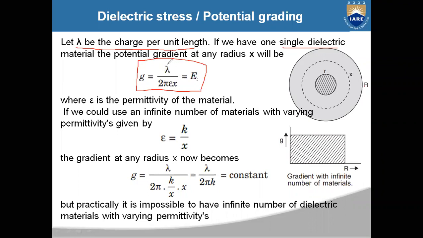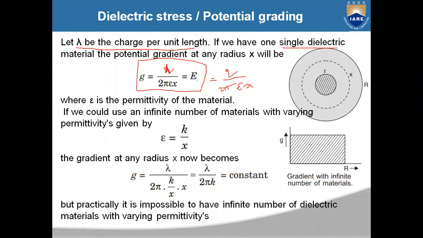Okay, so here lambda is the charge. Instead of lambda, you can also say Q, so Q by 2 pi epsilon x. The potential gradient G and electric field intensity E are both the same from the definition. So instead of G, you can also use E. So E is equal to Q by 2 pi epsilon x.